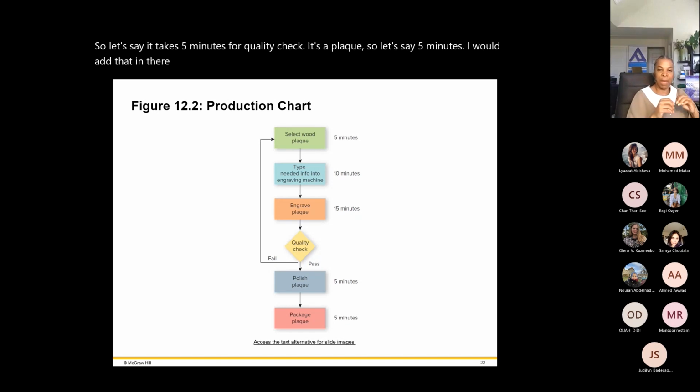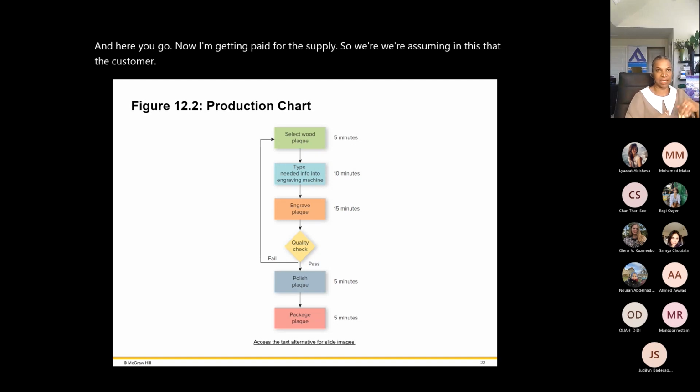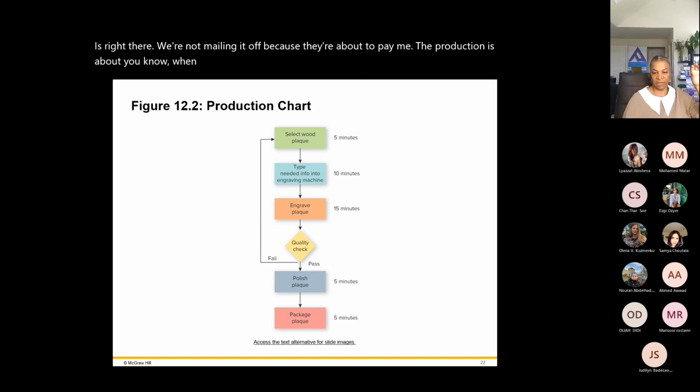So if I pass, then I polish the plaque for about 5 minutes, and then I package the plaque. And here you go. Now I'm getting paid for this plaque. So we're assuming in this that the customer is right there. We're not mailing it off because they're about to pay me. The production is about when you start to when you receive the money. So we're assuming they're in person.